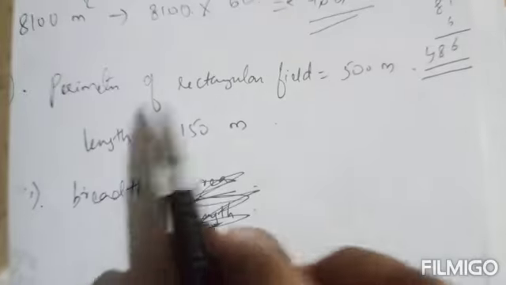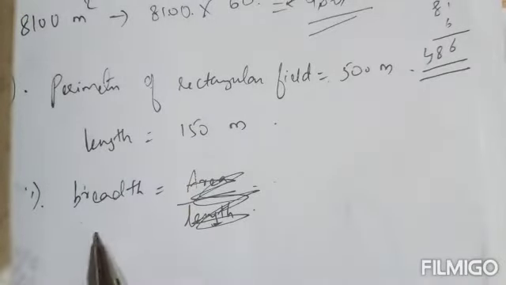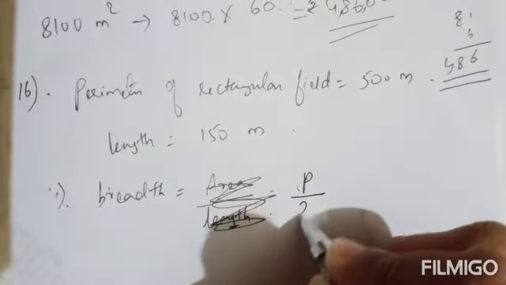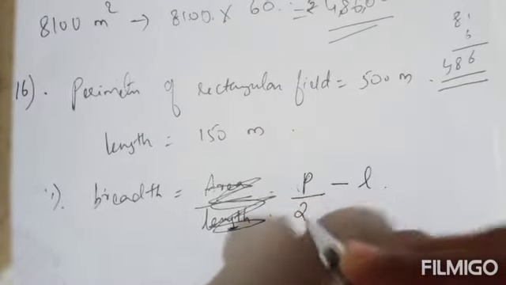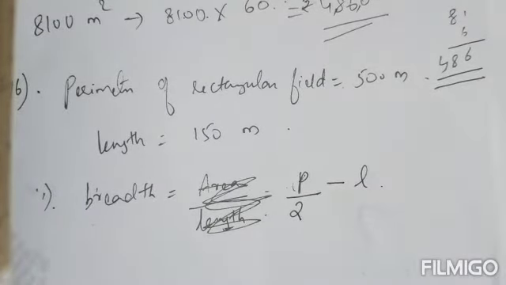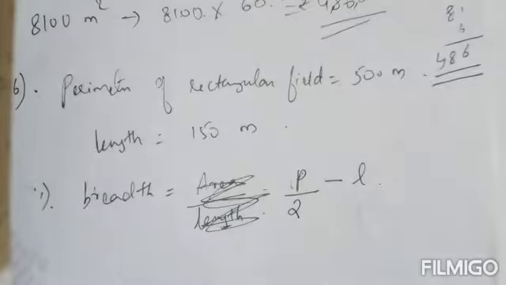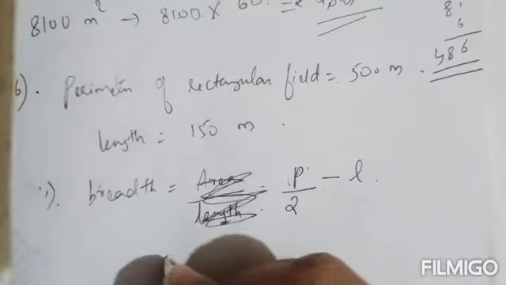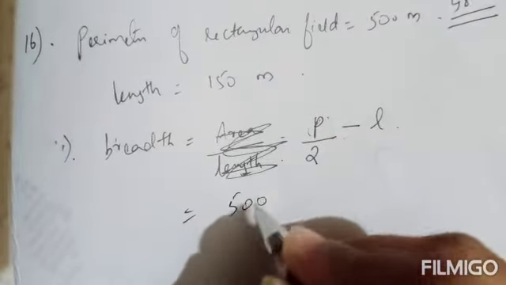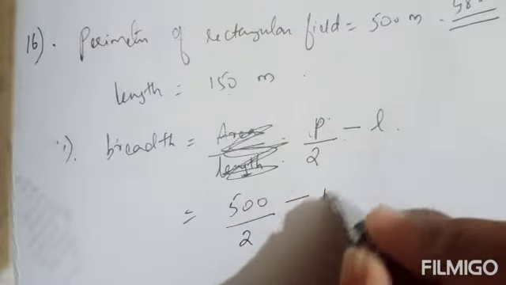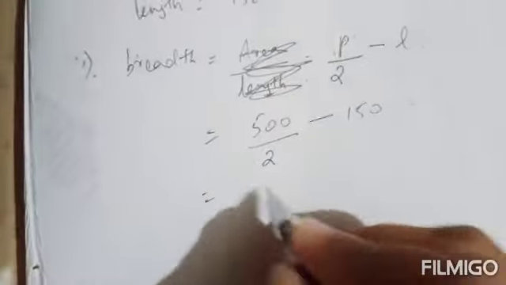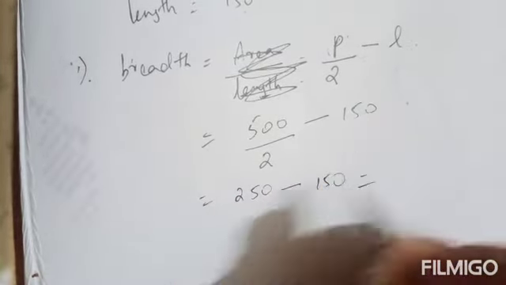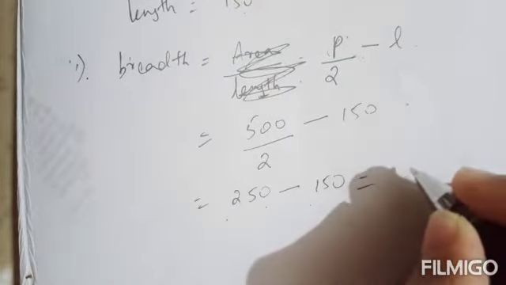If perimeter is given and length is given, how can you find the breadth of the rectangle? We know the formula: breadth equals perimeter by 2 minus length. So it equals perimeter 500 by 2 minus length 150. 500 by 2 is 250, minus 150. 250 minus 150, you will get 100.